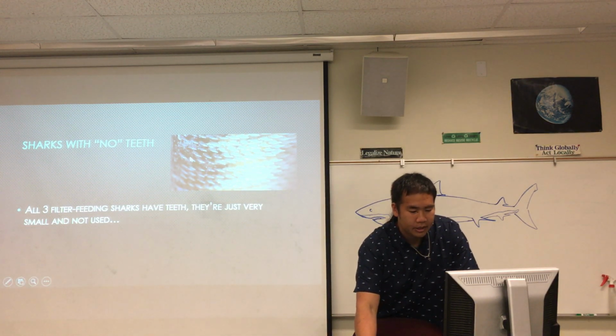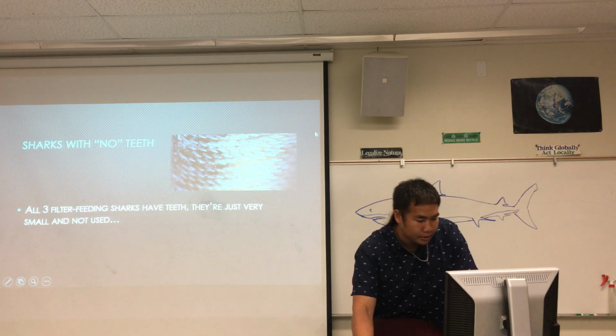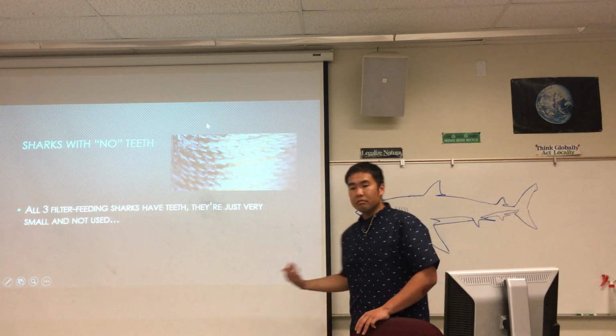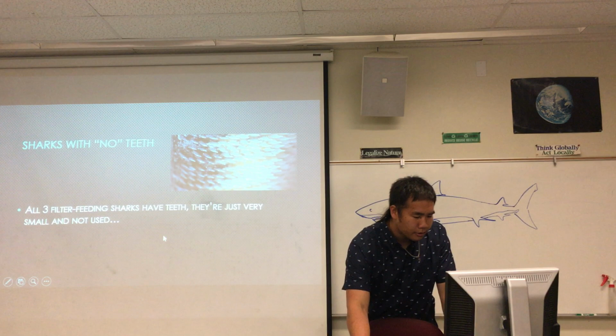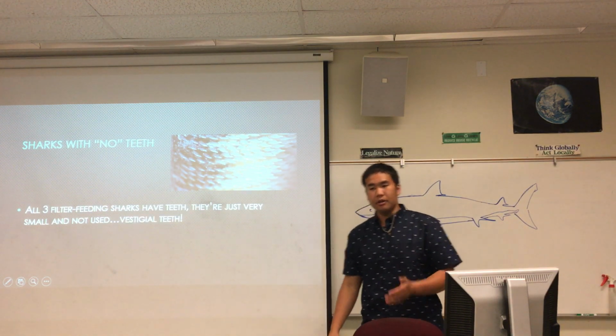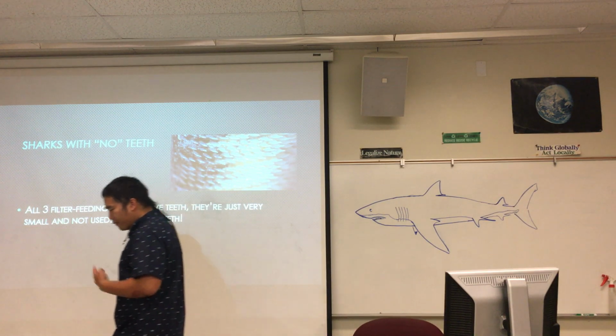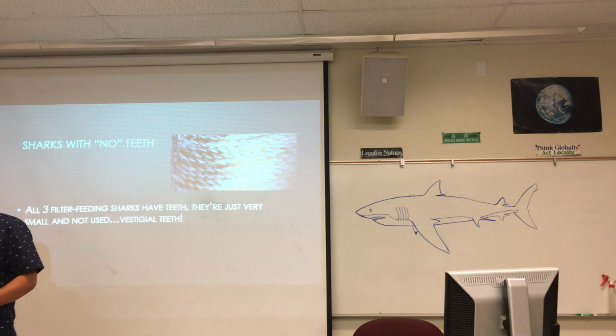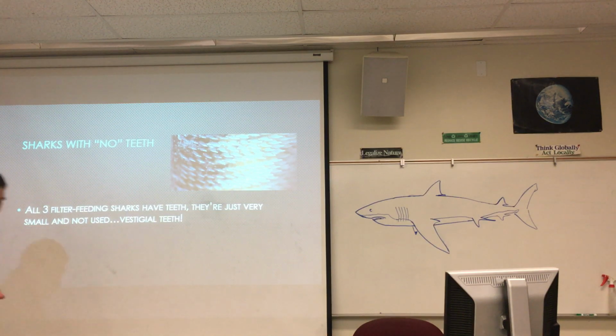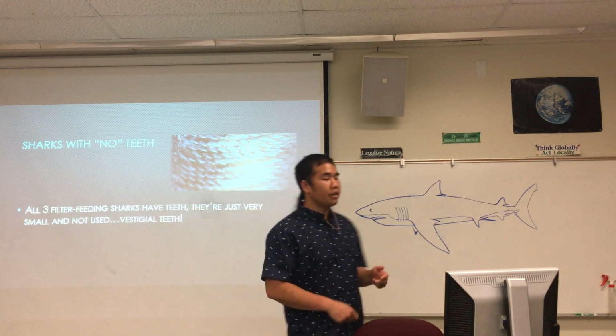They still have teeth, they're just tiny like that. It still has the rows, but it doesn't use them any longer. So these guys have vestigial teeth. That is the fourth type of tooth. And if you have vestigial teeth and you do not use them to eat, you'll probably eat something else that doesn't require teeth, like plankton, using their gill rakers.